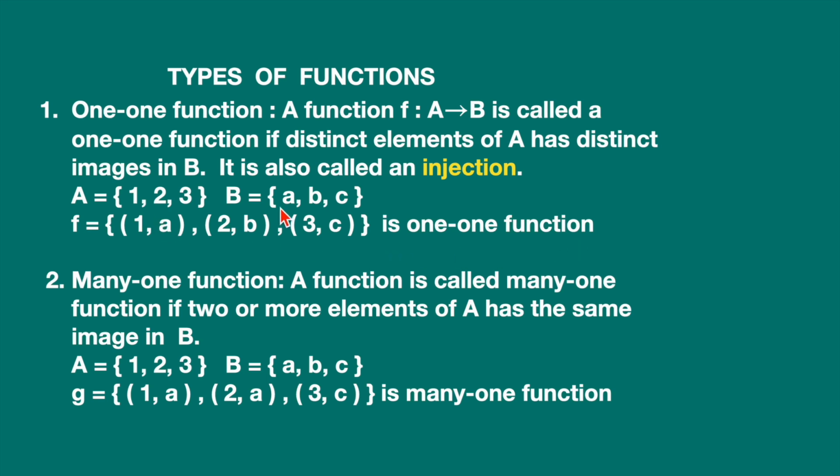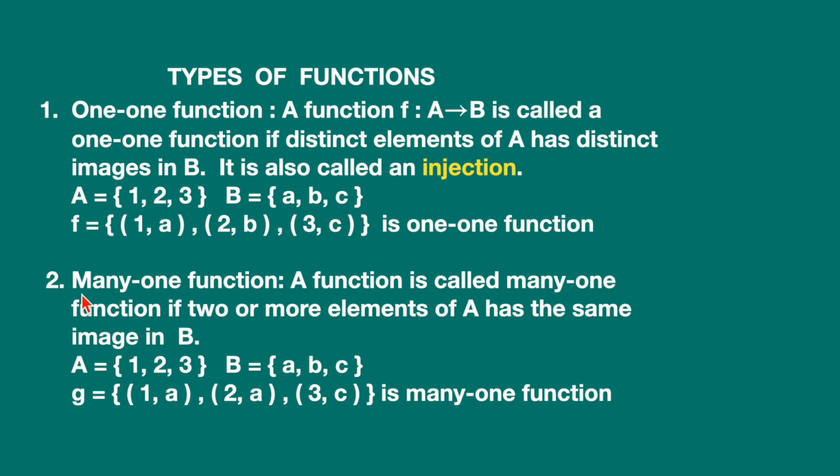Here, a is called the image of 1 under f, or you can even call 1 the pre-image of a. 2 is called the pre-image of b. So keep this in mind because these terms will come in the exercise.